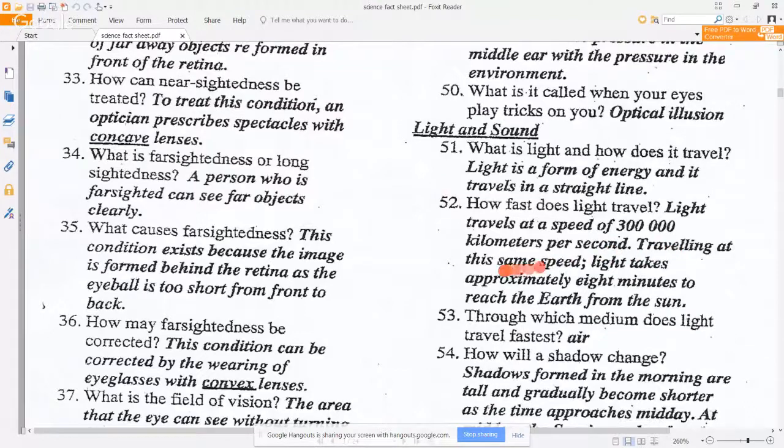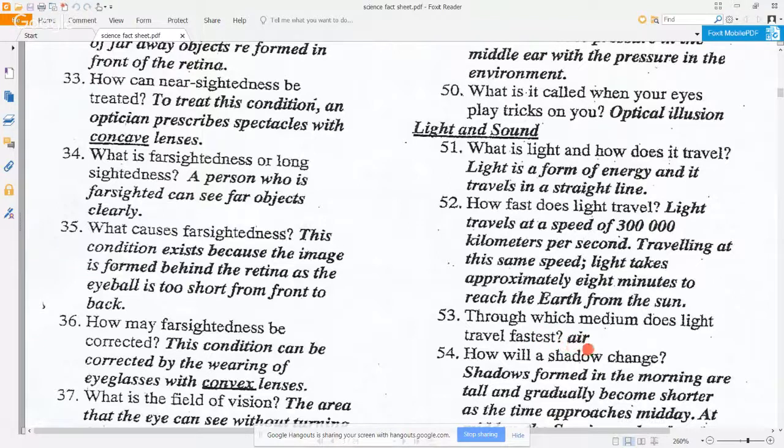Traveling at this same speed, light takes approximately 8 minutes to reach the Earth from the sun. Okay, so 300,000 kilometers per second, and it takes all of 8 minutes to get from the sun to Earth in that amount of time. So it's a good distance away. And remember, in social studies, we understand that a light year is not a measure of time, but a measure of distance.